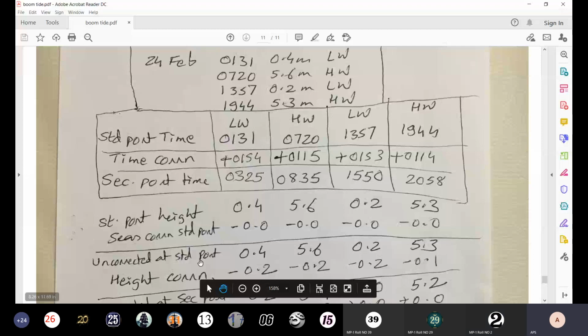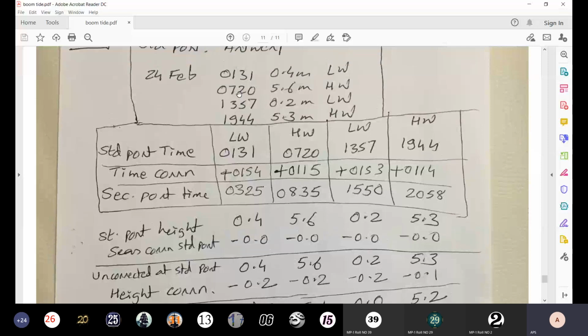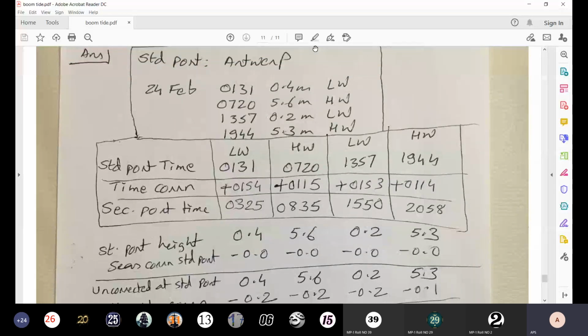Yes, sir. So anybody who has not got this data for boom secondary port, low water will occur at 0325, high water at 0835, low water at 1550, high water at 2050. So exactly like this data for Antwerp standard port, we have got data for secondary port as far as time is concerned. Now we have to get the height.